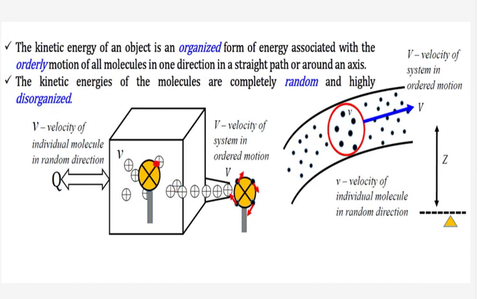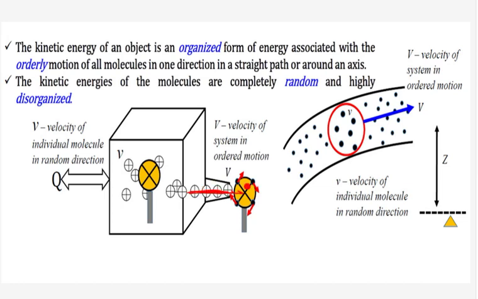But if I organize these molecules in some manner, let's say to follow this path, then it will help us in rotating this fan. This has now become the kinetic energy of an object, as this is rotating here. So now the energy is organized, the motion is orderly motion. The kinetic energy of an object, or kinetic energy of the system, is organized energy. That is helpful.